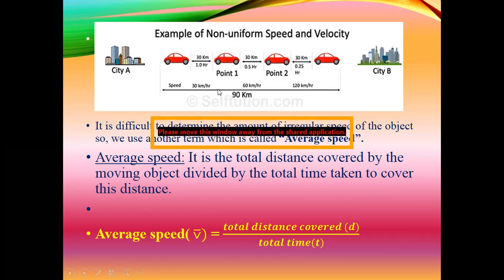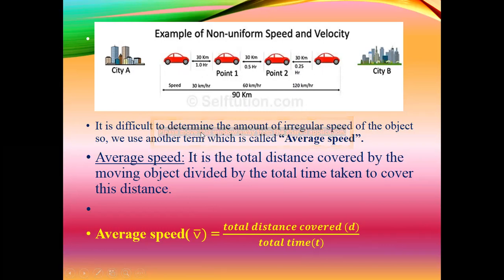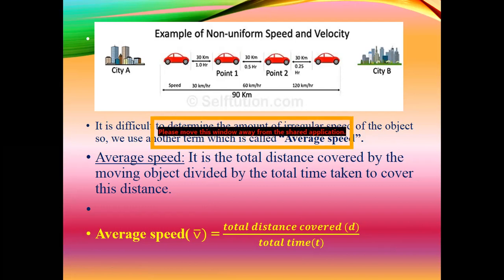Now it covers 90 kilometers in a total of 1.75 hours. Here, it's difficult to determine the amount of irregular speed. Sometimes I move with 30, sometimes I move with 50, unequal distance or unequal time, no problem. So how can we describe the motion at this time? How can I calculate the speed at this time?